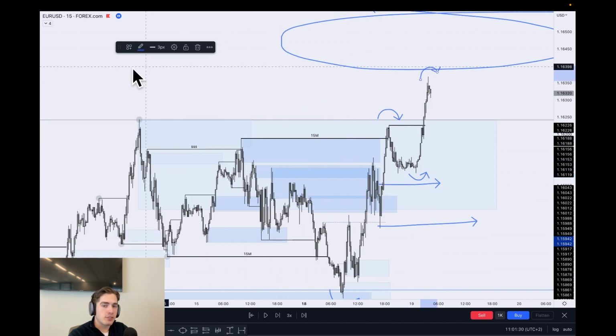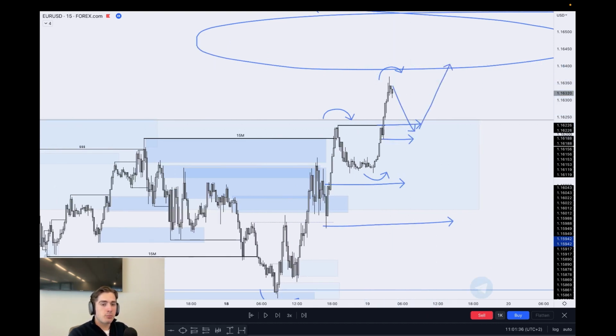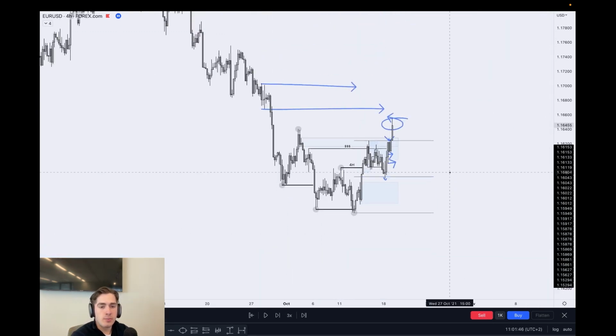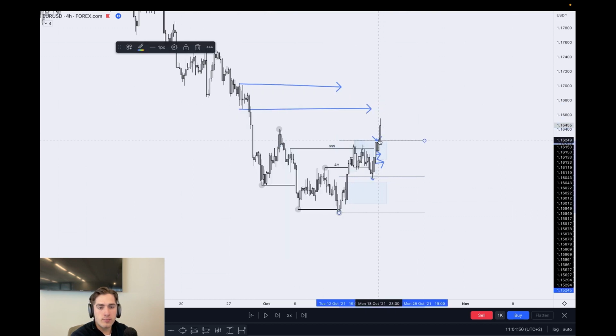Then eventually what you'll have to do is look left. Okay, are we going to get a pullback? Let's say we pull back towards this area of demand, then you can look for longs again. So that's pretty much how we play this market, and what you could be looking for. So let's just quickly go back to the 4-hour and see how it plays out. Let's just clean up this chart real quick.